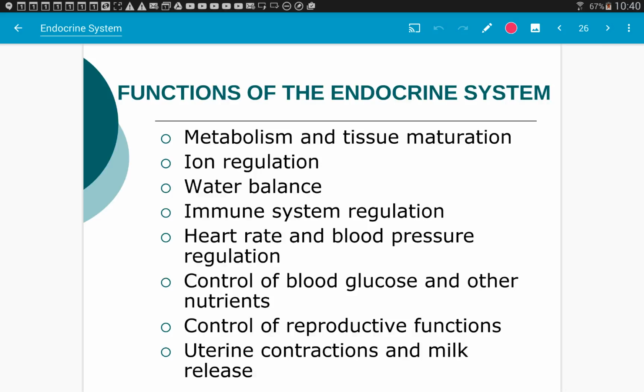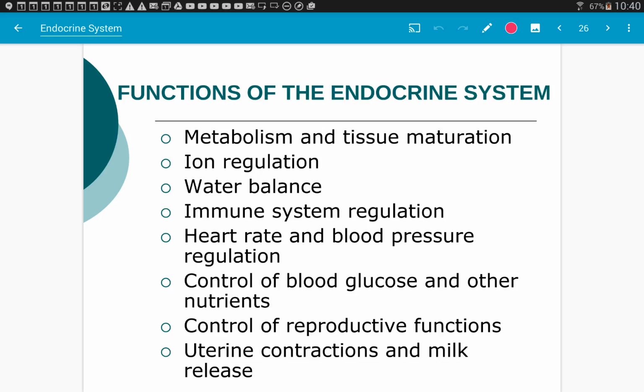Going to an easy slide here. Functions of the endocrine system. And we've kind of talked about a few hormones. We talked about one that helps regulate water balance. We've talked about one that stimulates secondary sex characteristics, and other ones as well. I just can't think of them right now. Oh, smooth muscle contraction, prostaglandins. Okay, so functions involved with metabolism and tissues maturing.